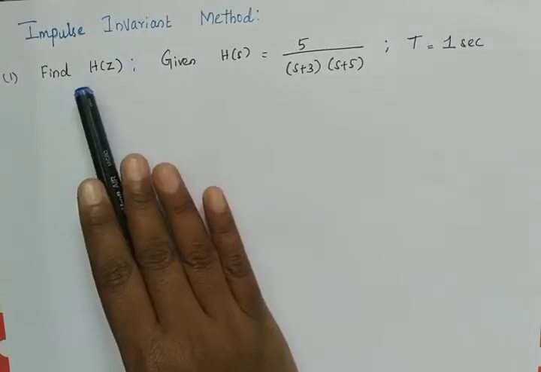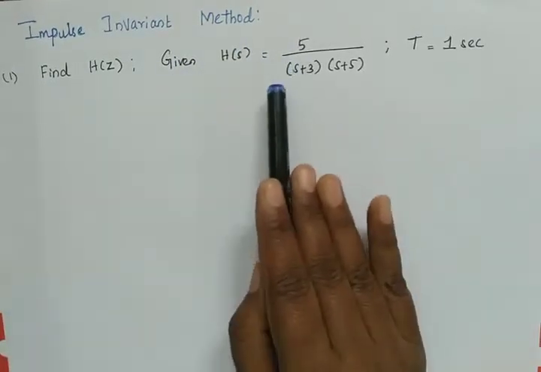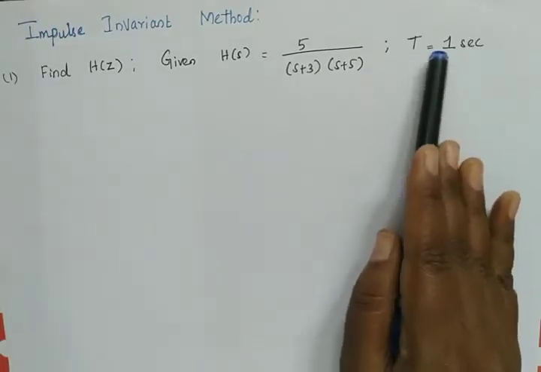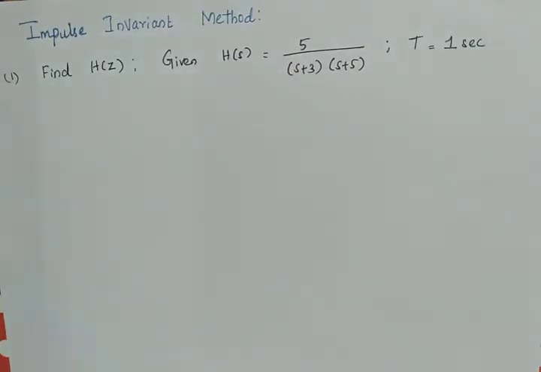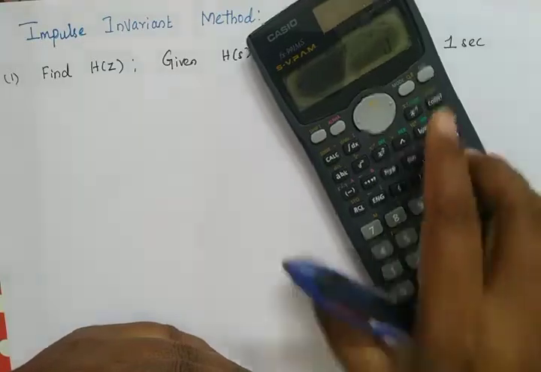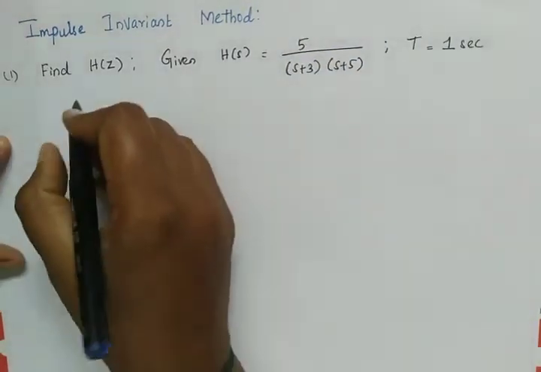This is a problem on the impulse invariant method. What is given here is H(s) equal to 5 by (s plus 3) into (s plus 5), and T is equal to 1 second. What we have to find is H(z). So find H(z) for the given H(s).